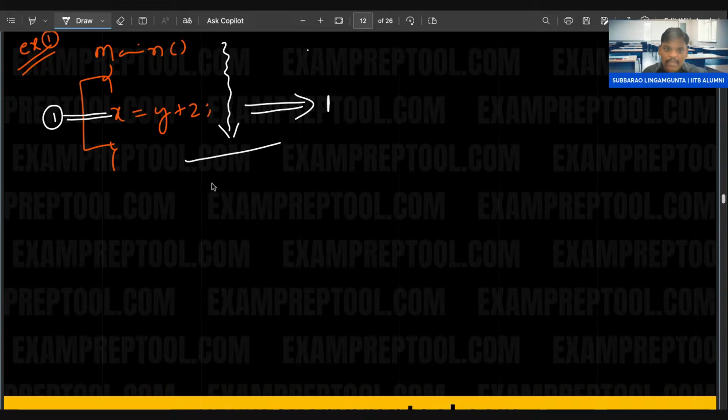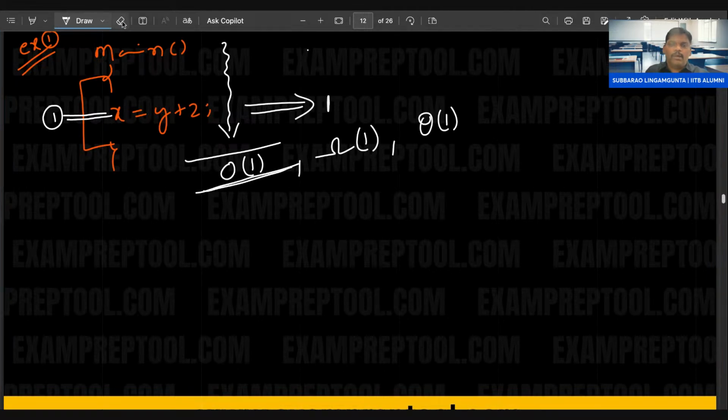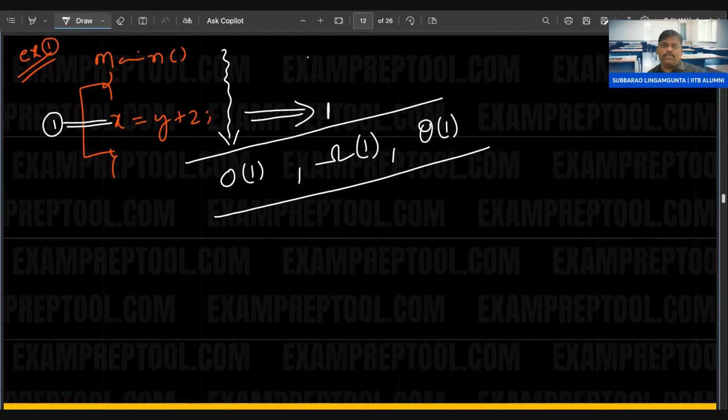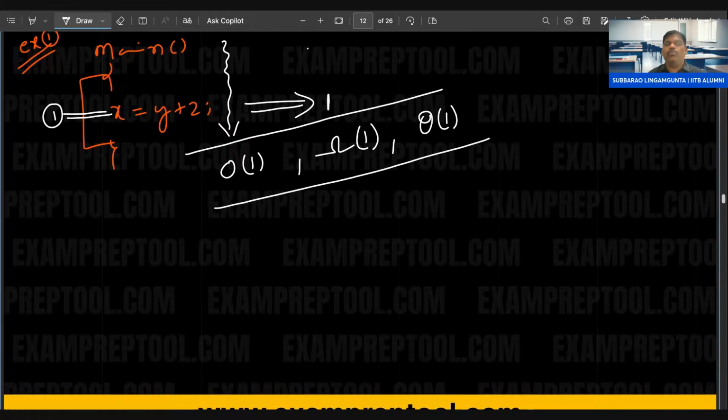So finally the time complexity is big O of 1. Careful. You may ask why not omega? You can write omega of 1 also. You can write theta of 1 also. You can write anything. So the time complexity of the given program is big O of 1, or omega of 1, or theta of 1. That is the first problem.